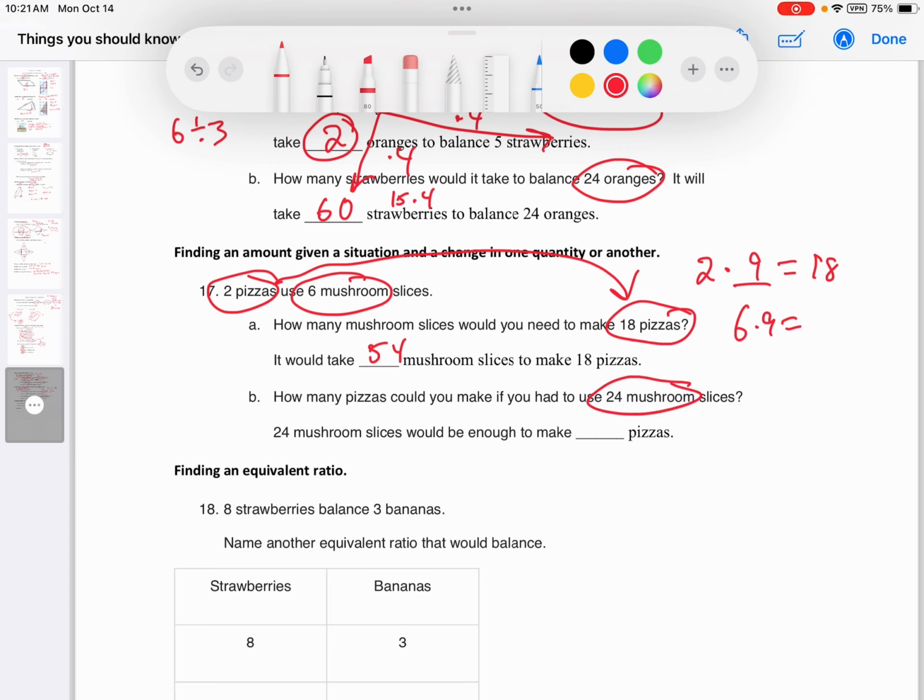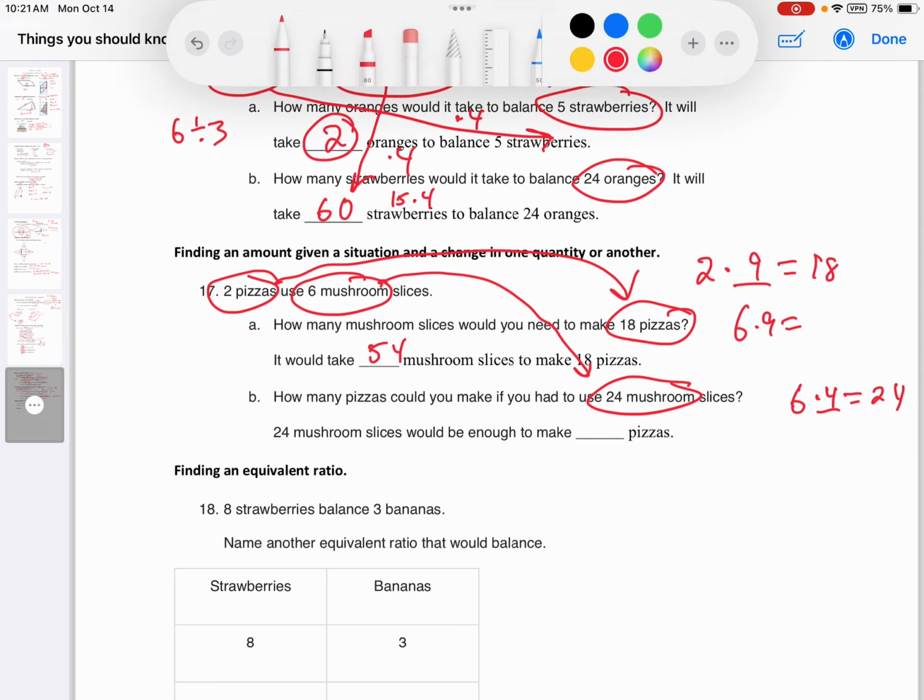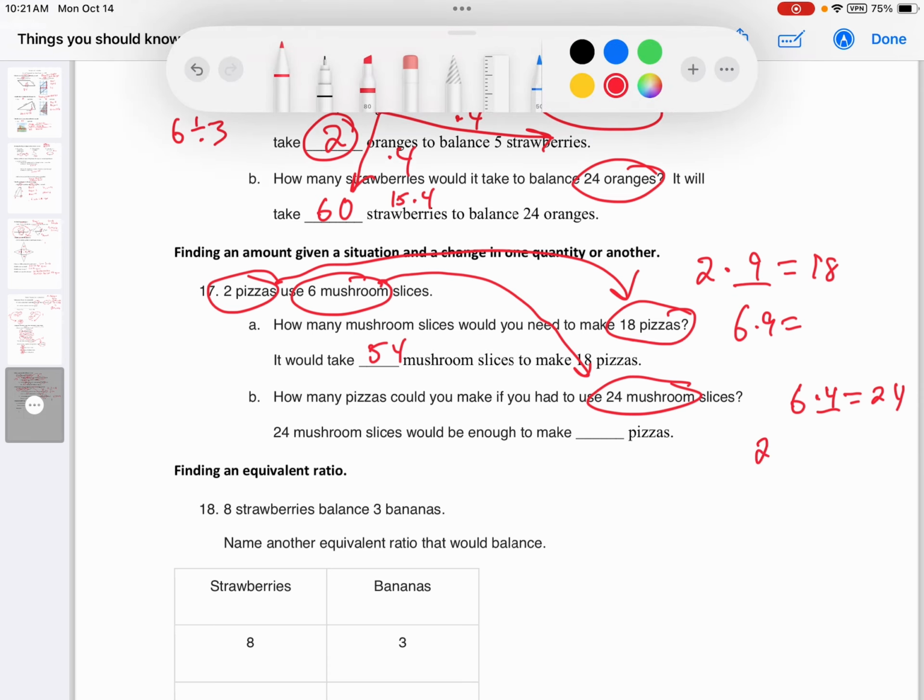So now this is 24 mushroom slices, 6 mushroom slices to 24. How do I go from 6 to 24? I multiply by 4. So therefore, what should I do to 2 pizzas? 2 pizzas times 4. 2 times 4 equals 8, and that is why it will now make 8 pizzas.